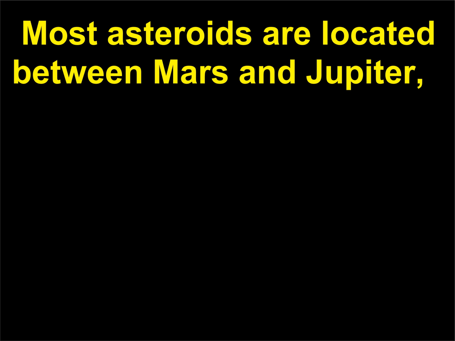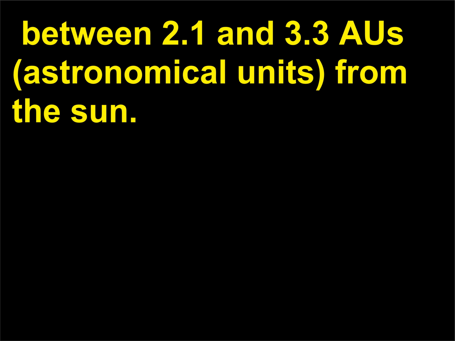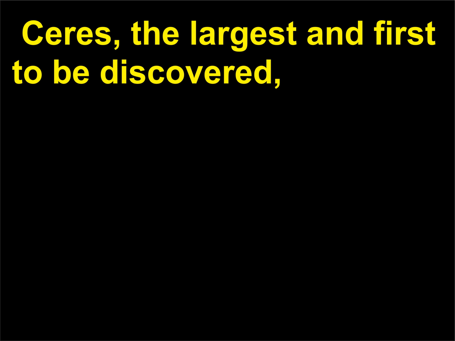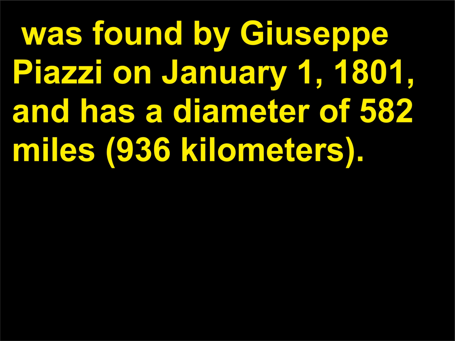Most asteroids are located between Mars and Jupiter, between 2.1 and 3.3 AU, astronomical units, from the Sun. Ceres, the largest and first to be discovered, was found by Giuseppe Piazzi on January 1, 1801, and has a diameter of 582 miles, 936 kilometers.